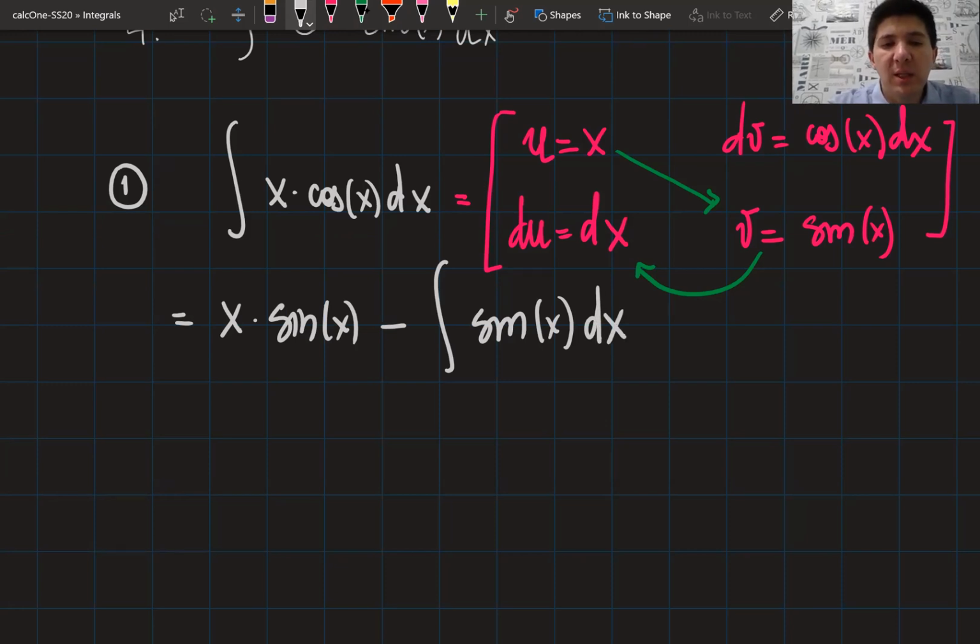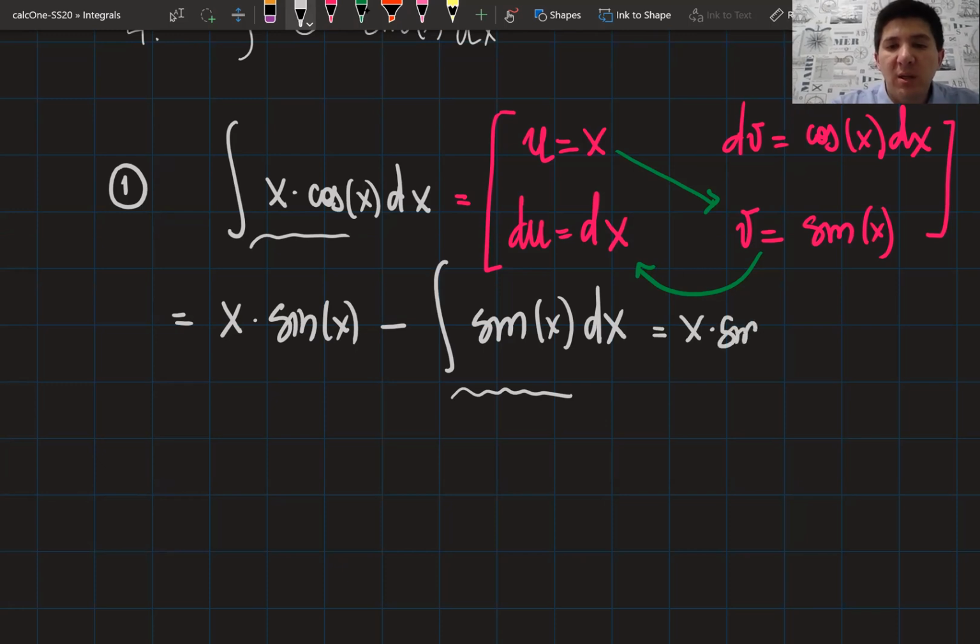Do you see in the second iteration our integral is becoming easier than the first one. In the second iteration, I don't have the multiplication of two functions anymore, and it's going to be easier for us to integrate this. It's going to be x multiplied by the sine of x.